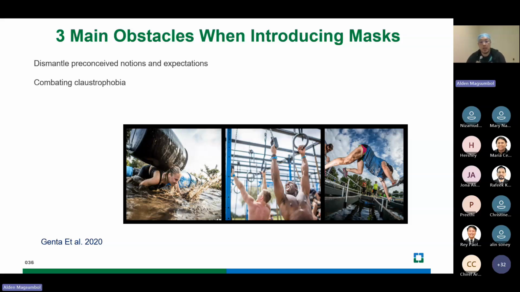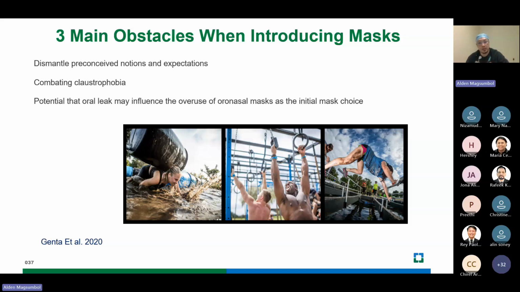Obstacle number two is combating claustrophobia. Patients describe experiencing distinct types of claustrophobia. Number one is discomfort from having a physical object on the face. Second is having a confining space to breathe into. So determining which type of claustrophobia the patient is describing will allow the sleep technologist to choose the appropriate mask for the patient.